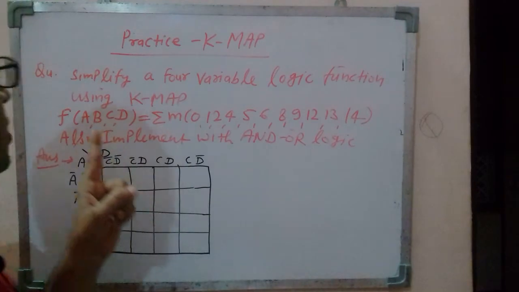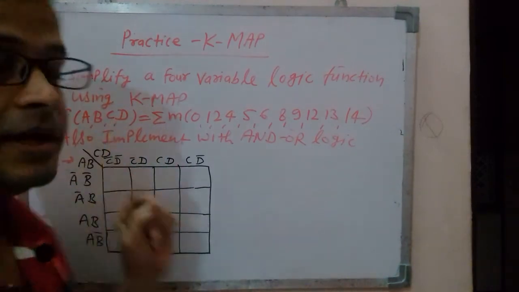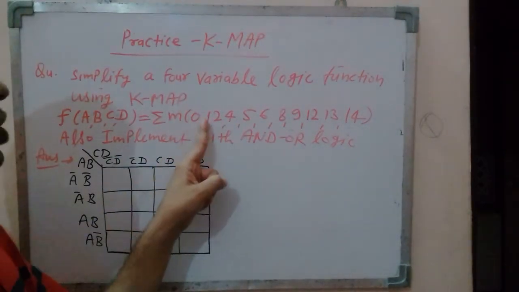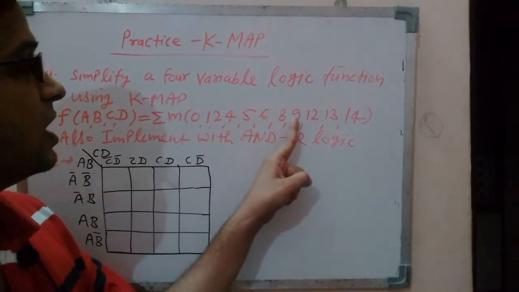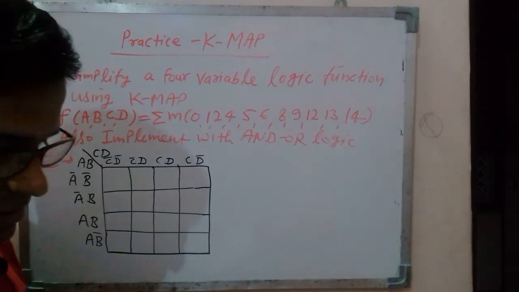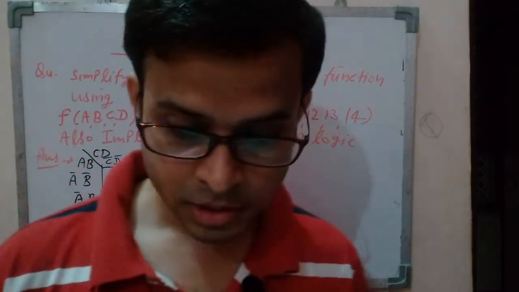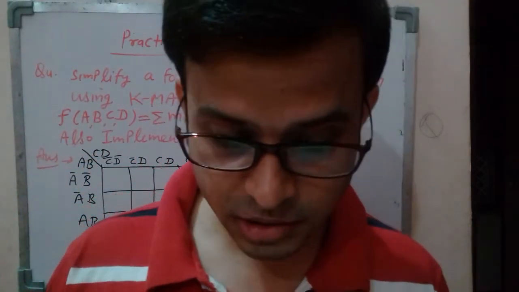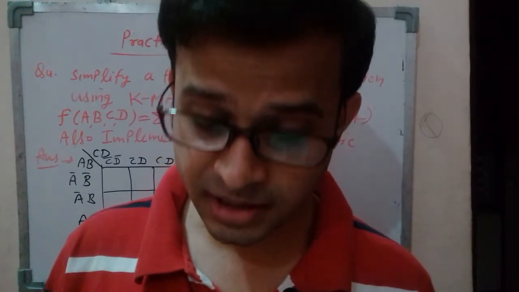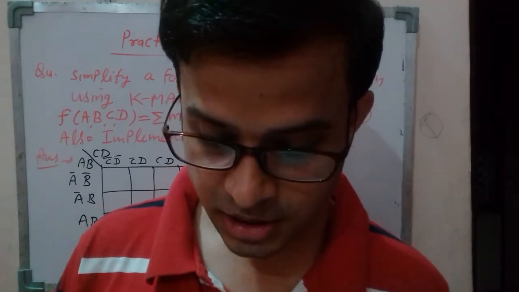This logic function is given to you, F(A, B, C, D). It's a 4 variable function, variables A, B, C and D. And min terms are given as sigma m 0, 1, 2, 4, 5, 6, 8, 9, 12, 13, 14, right? Now, he is asking to minimize this logic function using K-map and also to implement this using logic gates, AND or OR logic, right? It's very easy.